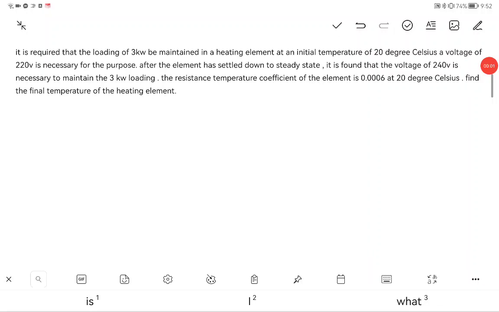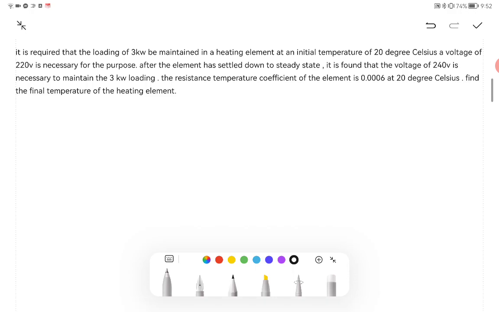It is required that the loading of 3 kilowatt be maintained in a heating element at an initial temperature of 20 degrees Celsius. A voltage of 220 volts is necessary until the element has settled down to steady state. It is found that the voltage of 240 is necessary to maintain the 3 kilowatt loading. The resistance temperature coefficient of the element at 20 degrees Celsius, find the final temperature of the heating element.